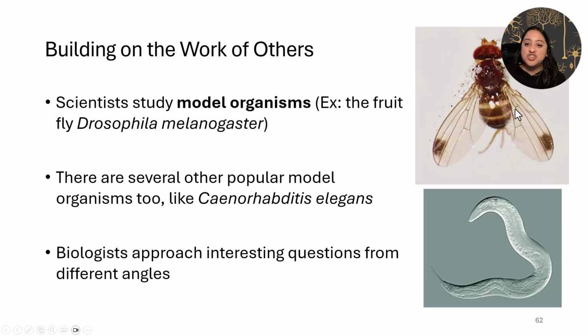So studying the genetics of their eye color and how that gets passed on. Is that dominant or recessive? The wings, all kinds of stuff. Another example is Caenorhabditis elegans. It's this tiny, tiny microscopic roundworm. This is a much zoomed in picture. And this is what I worked with in my master's program. So that was my model organism.